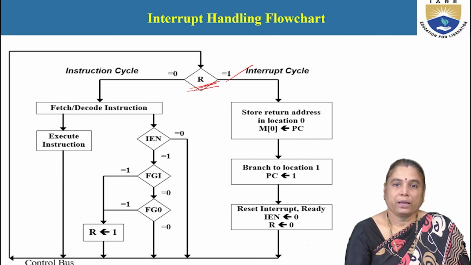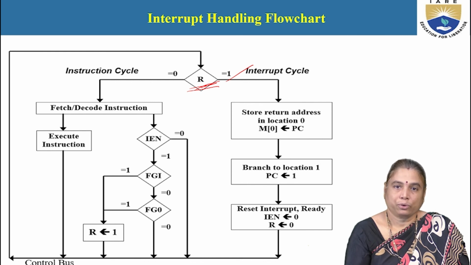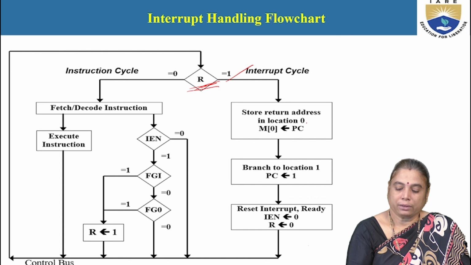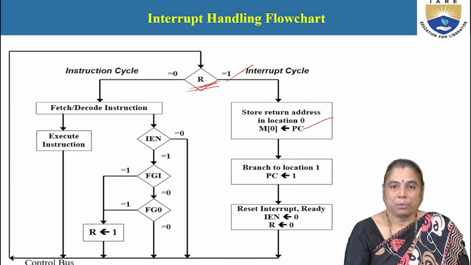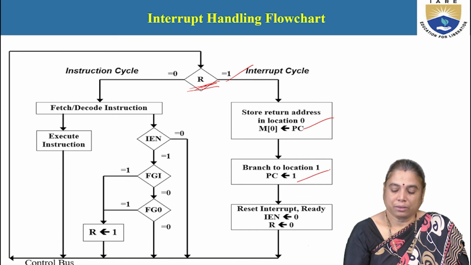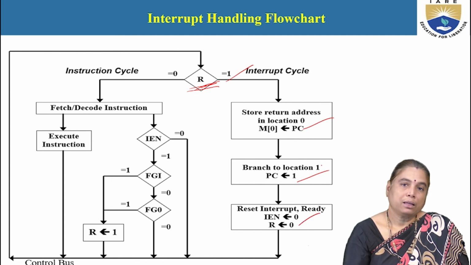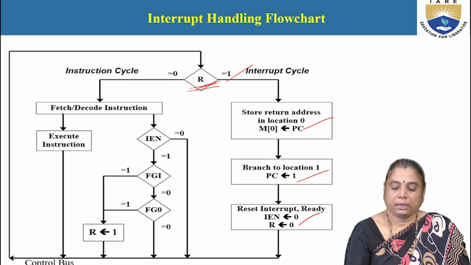Immediately it has to stop the execution of the current instruction and move to the interrupt service routine. Start executing the interrupt service routine. So here, store the return address in location 0. The PC value is stored in memory location 0 and it branches to location 1; PC has to be given a value of 1. Reset interrupt ready: IEN is made 0 in order to serve the interrupt service routine, ISR.